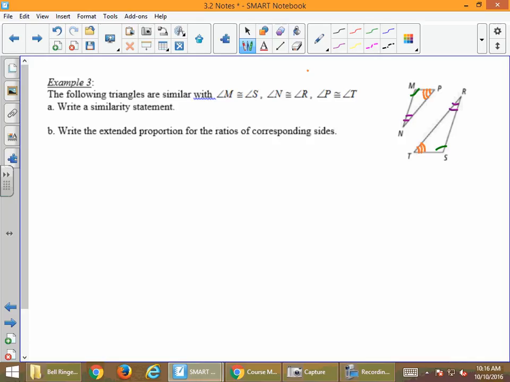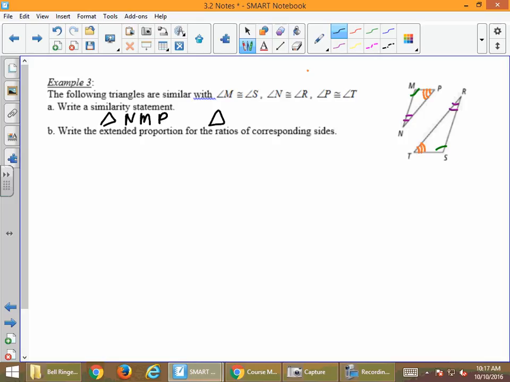Then we want to write a similarity statement. Well, writing a similarity statement is the same thing as writing a congruence statement. You just use a different symbol. Okay? So let's pretend we're saying that these two triangles are congruent. Our first step would be to name that first triangle any way we want to. Doesn't matter. How do I want to name this first triangle? You're not wrong. Say how do you want to name it? NMP. Right?